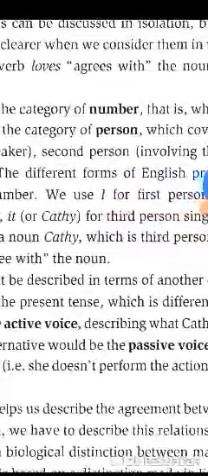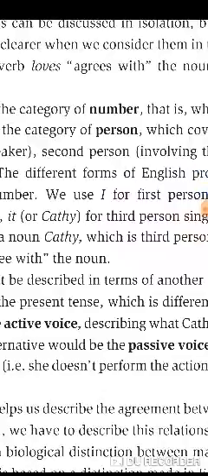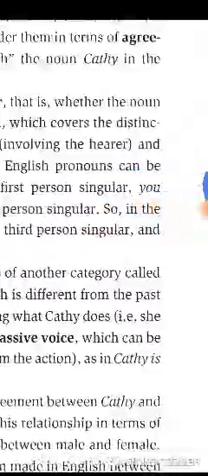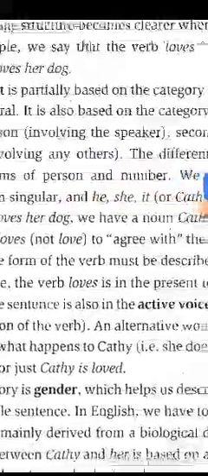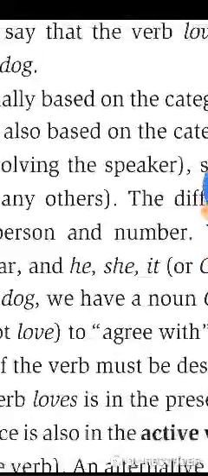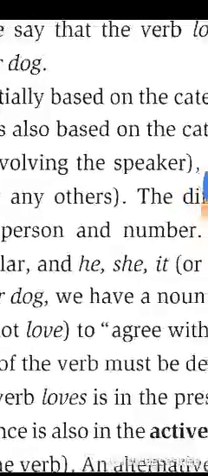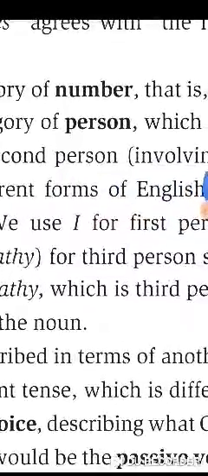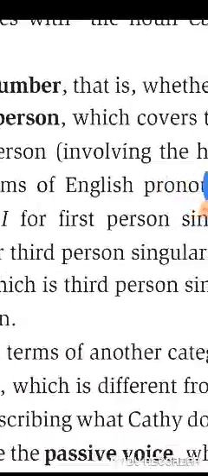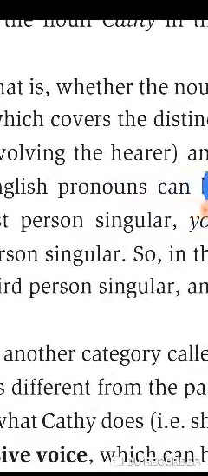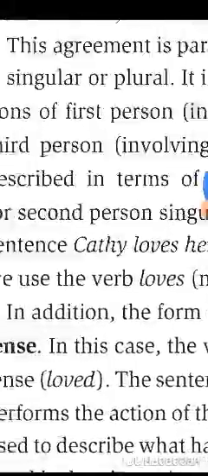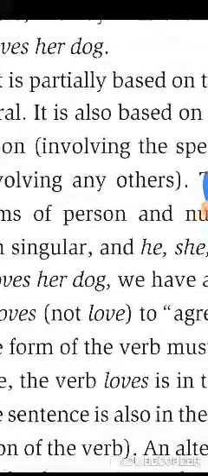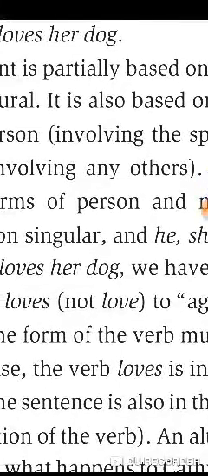Okay, person, it's easy. What does it mean? Person means, well, there are three types of person. Okay, first person involving the speaker. So I is first person. Second person means you in English. Okay, involving the hearer. And third person involving any others. Okay, so first person, second person, third person.